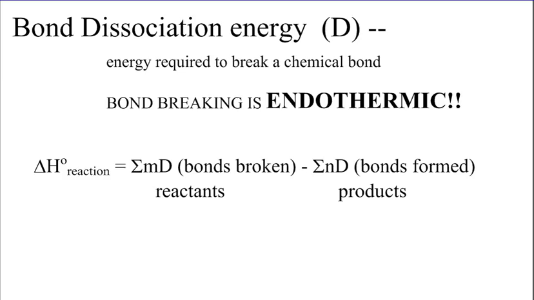In which case, the energy released will be greater in exothermic reactions, meaning giving you a negative delta H. If you have an endothermic reaction, then you'll have a positive delta H.